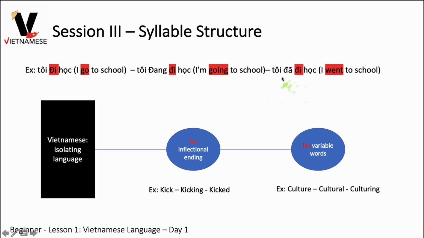And if I want to put that sentence into past tense, with English, go becomes went. But in Vietnamese, I still keep this one. I just put the word đã before đi to express the past tense, yes.